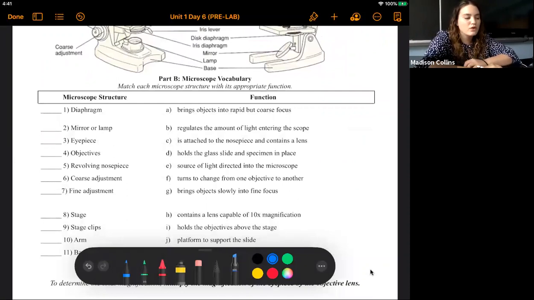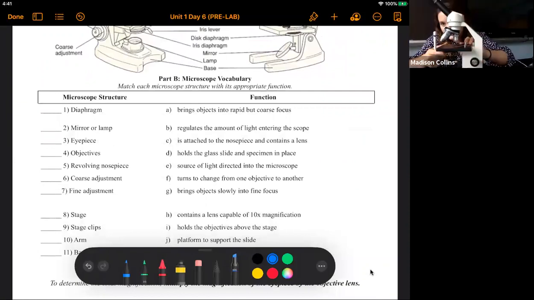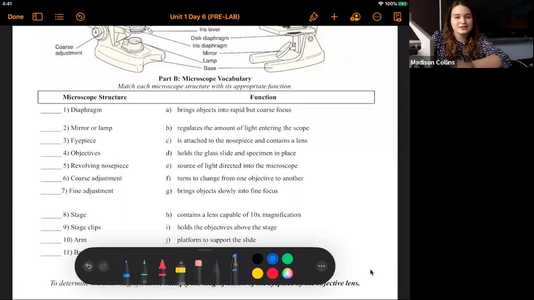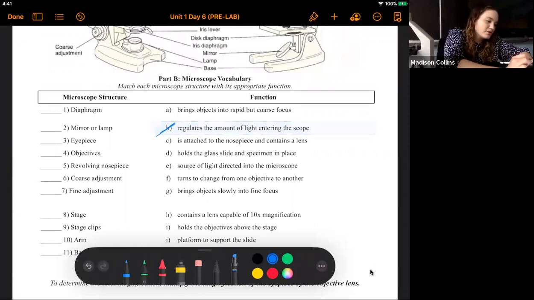So number one, diaphragm. Remember, the diaphragm is going to be this right here. And I told you guys that this controls the amount of light that enters the eyepiece, or that is able to be seen. So the diaphragm regulates the amount of light entering the scope. So 1 is going to be B.